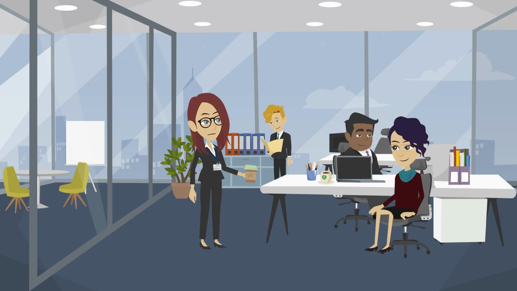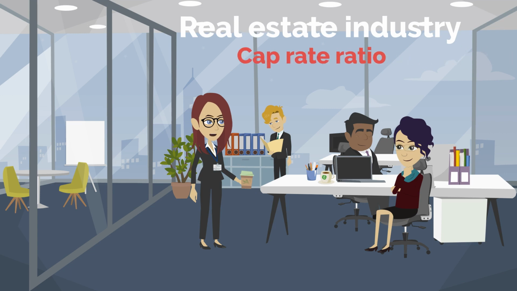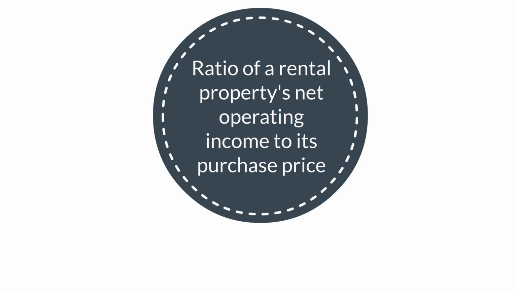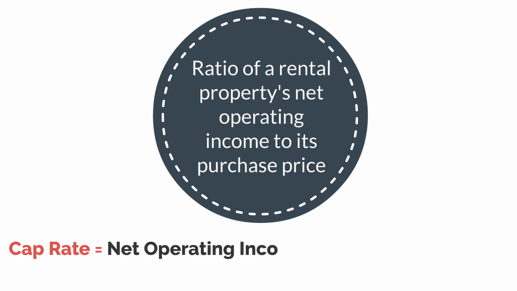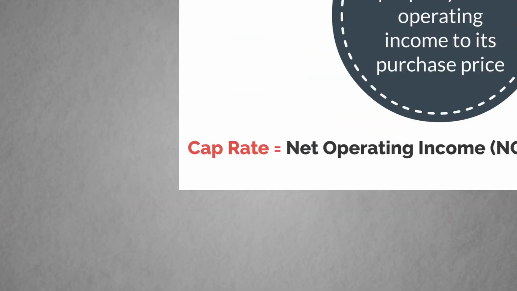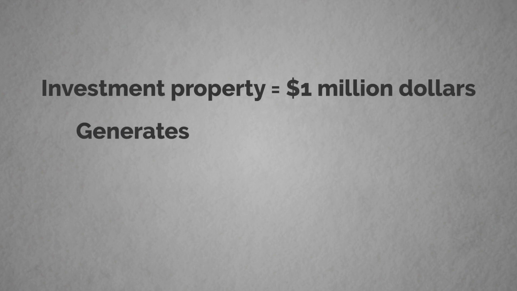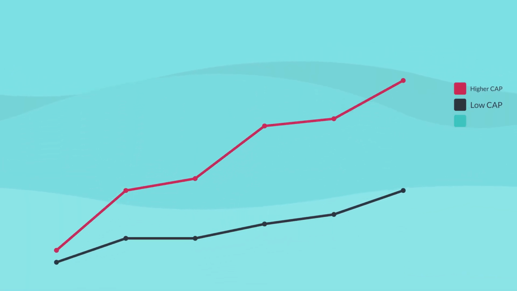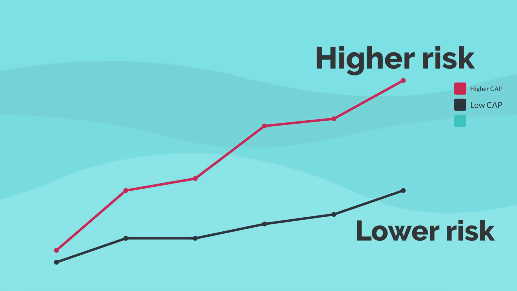A common ratio in the real estate industry is the cap rate ratio. It is the ratio of a rental property's net operating income to its purchase price, including any upfront repairs. Cap rate equals net operating income, NOI, divided by purchase price. For example, if an investment property costs $1 million and it generates $75,000 of NOI, net operating income, a year, then it is a 7.5% cap rate. Usually, different cap rates represent different levels of risk. Low cap rates imply lower risk, higher cap rates imply higher risk.